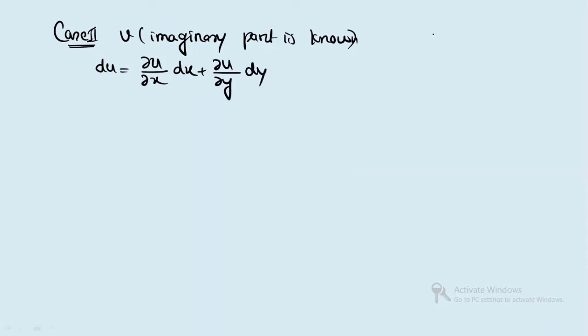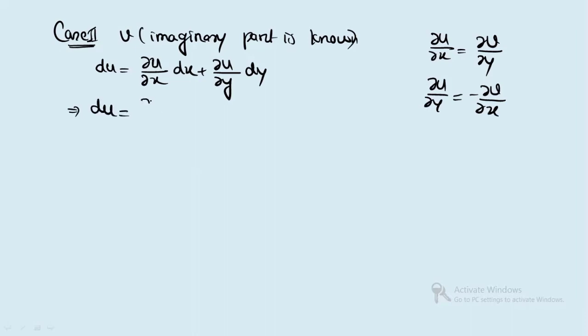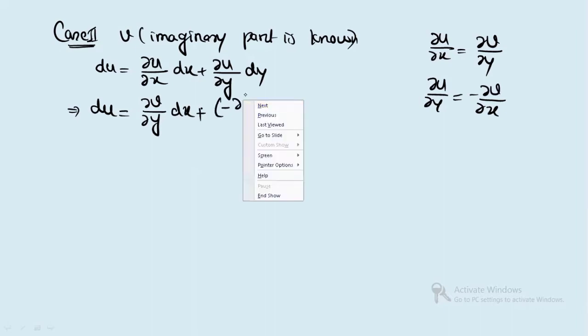Again, you will use the Cauchy-Riemann condition. You know del u del x equals del v del y, and del u del y equals minus del v del x. So similarly, du will be equal to del v del y dx, with a plus symbol here, and this will give you minus del v del x dy.